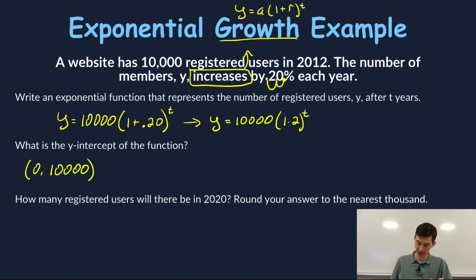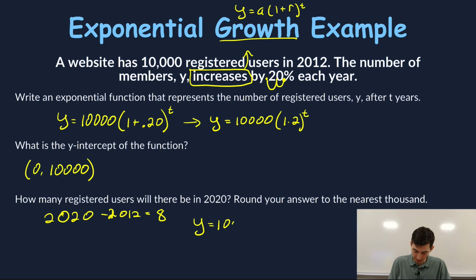So let's do our third question here. We want to know how many registered users will there be in the year 2020, and we want to round our answer to the nearest 1,000. And so when we're thinking about this, let's remember that t was the number of years after 2012. So to find this, we can say 2020 minus 2012. That's 8, so 8 years after. So that means my t value, or my x value, is going to be 8.